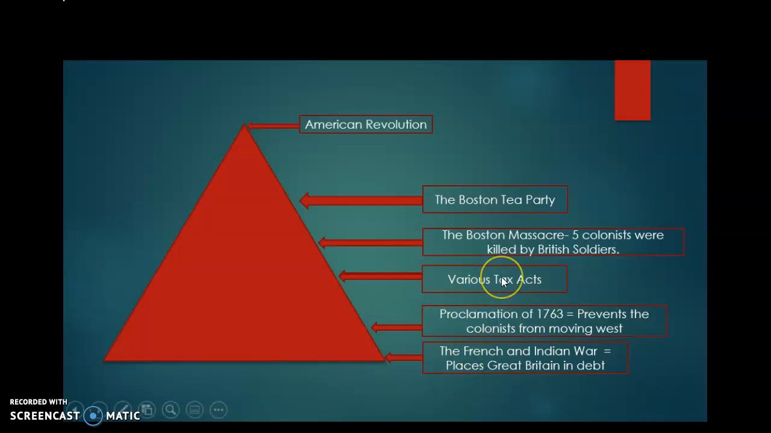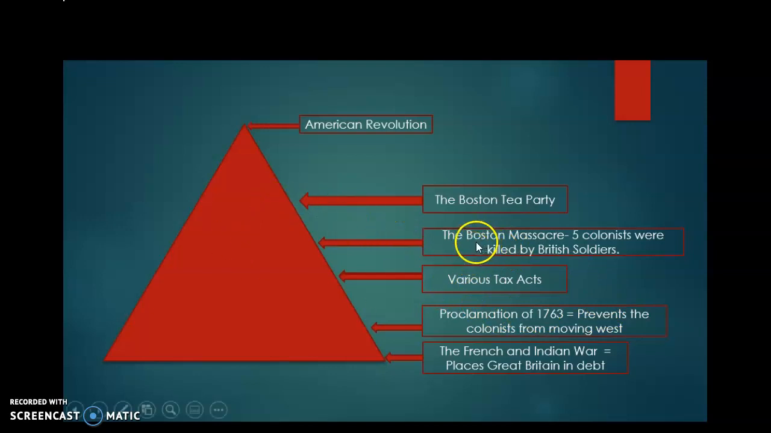We know the debt forced Britain to enact various tax laws: tax on paper, tax on glass, tax on paint, tax on sugars, all without the representation of colonists inside of Parliament or British government. This started riots and protests throughout the colonies.